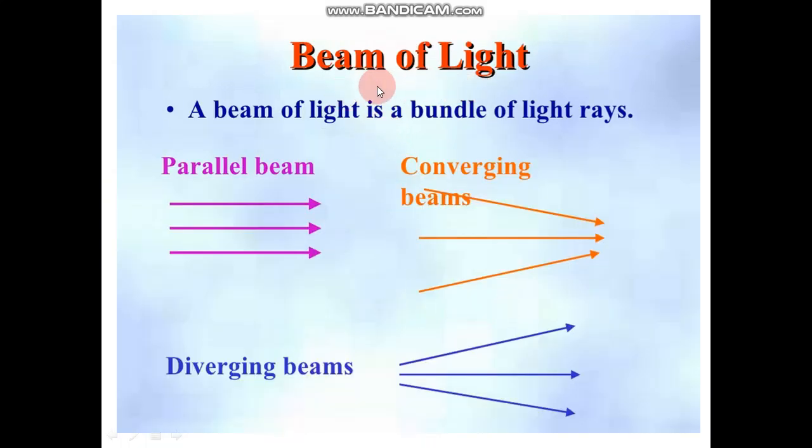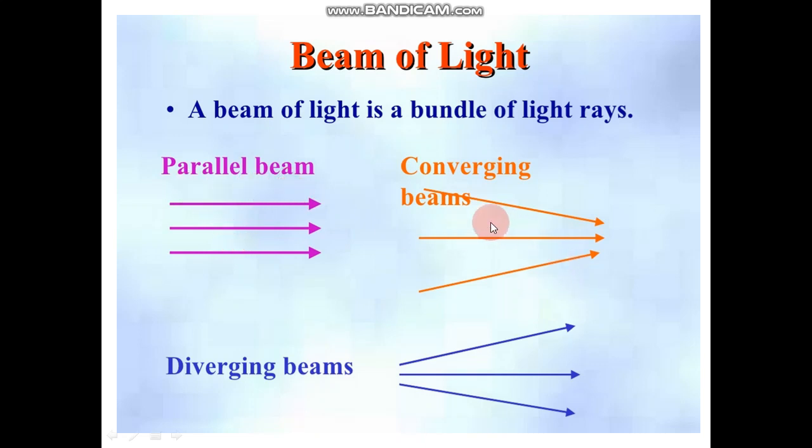Beam of light. What is a beam of light? A beam of light is a bundle of light rays. This is the parallel beam because here the light rays are parallel to each other. That's why we call it a parallel beam.